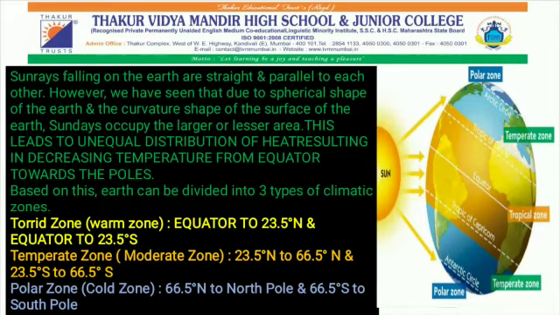And when the rays fall extremely slant, they hardly reach the earth's surface. That zone is called polar zone or cold zone, that is 66.5 degree north to the north pole and 66.5 degree south to the south pole. So based on this, earth is divided into three types of climatic zones: torrid zone, temperate zone and polar zone, or warm zone, moderate zone and cold zone.